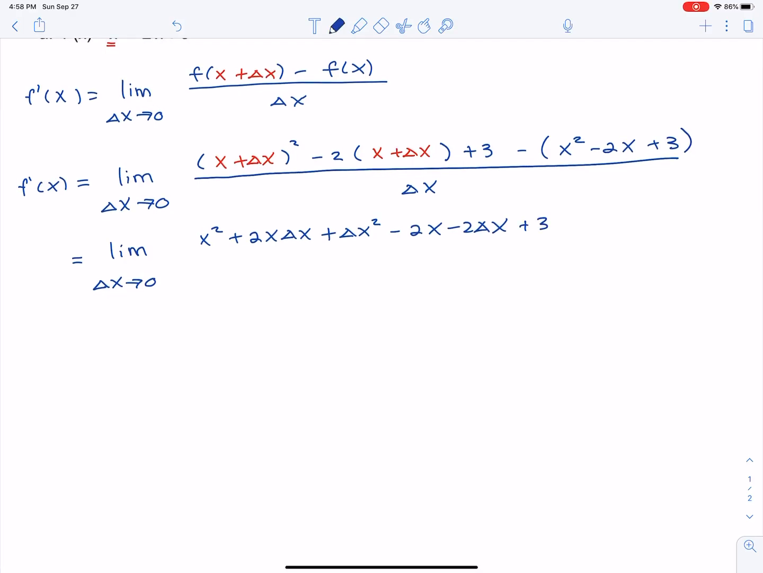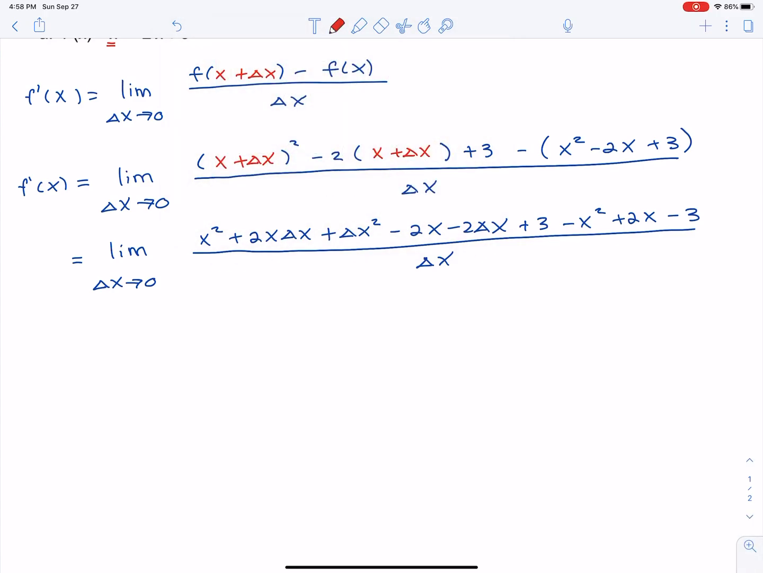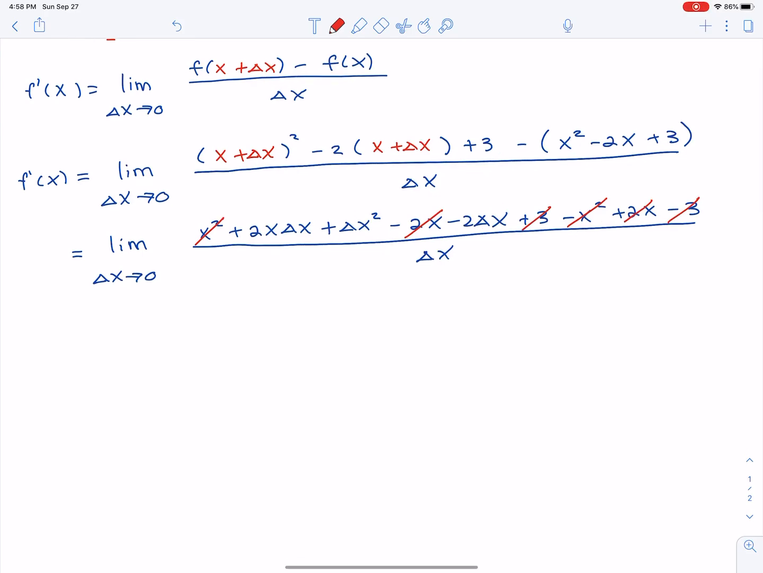Next, I'm going to remove the negative here, so I'm just going to distribute that negative. So I get negative x squared plus 2x minus 3, all over delta x. Okay, now it's time to see what crosses out. I'm going to cross everything off using the color red. So I have an x squared here and a negative x squared here. I have a negative 2x here and a positive 2x here. I have a positive 3 here and a negative 3 there. Is there anything else? I don't see it if there is.